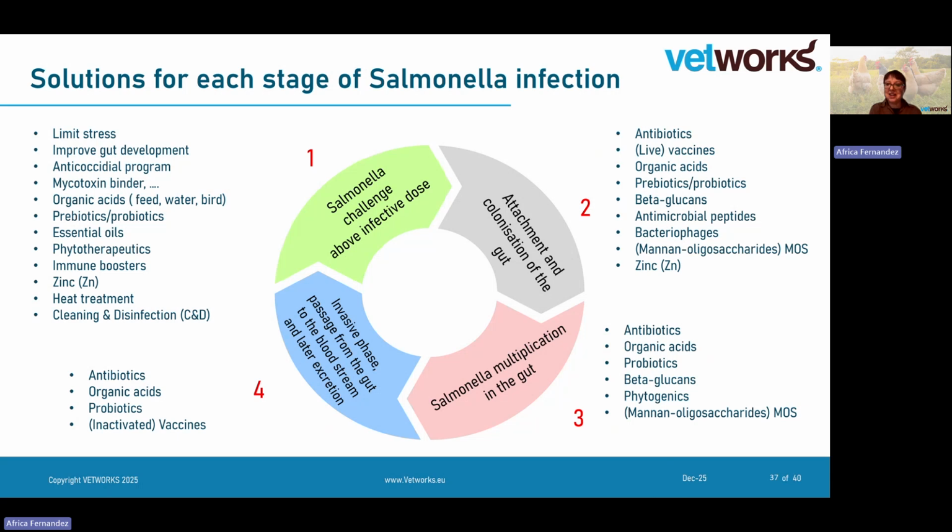I know this is a little bit of a heavy slide, but I'm trying to summarize the potential solutions in each part of the process of Salmonella entering the birds, colonizing, multiplying, and invading: what we can do in each part of this process, and what products are available that we should consider and see if they are the right ones for us in our situation, in our environment, in our company.